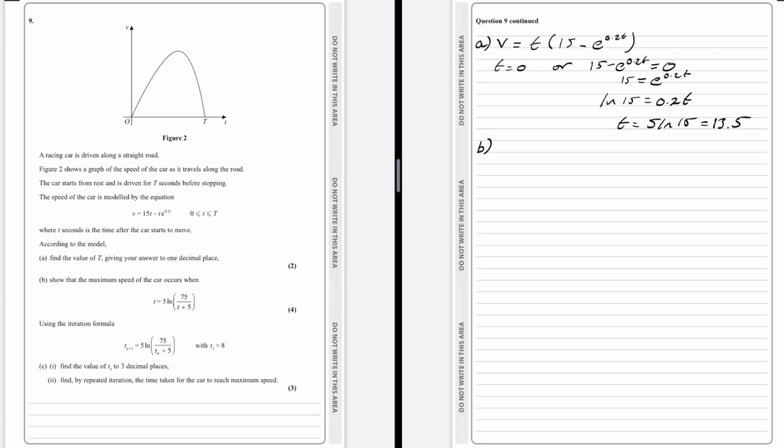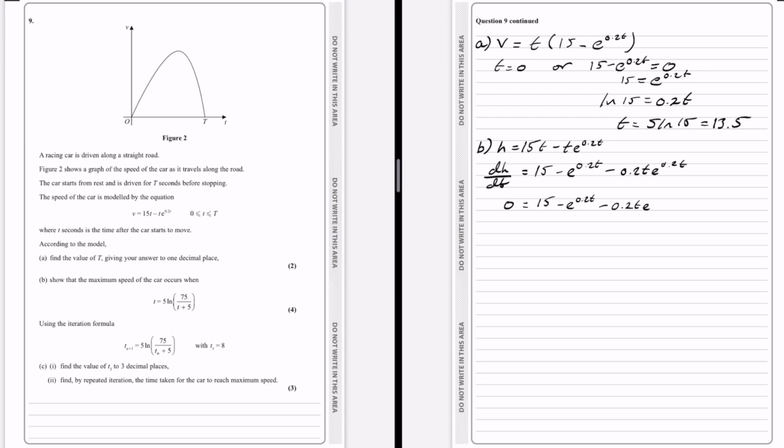For B, you will spot that I have mistakenly referred to V as H there. As I have spotted the error, it does not count, do not write in. I'm aware that should be a V, but V equals 15t minus t e to the 0.2t, and then dV by dt will be 15 subtract, and then I'm using the product rule, differentiate t, it differentiates to 1, so we get minus e to the 0.2t, and then differentiate e to the 0.2t gives us 0.2 e to the 0.2t times by the t, we get minus 0.2t e to the 0.2t.